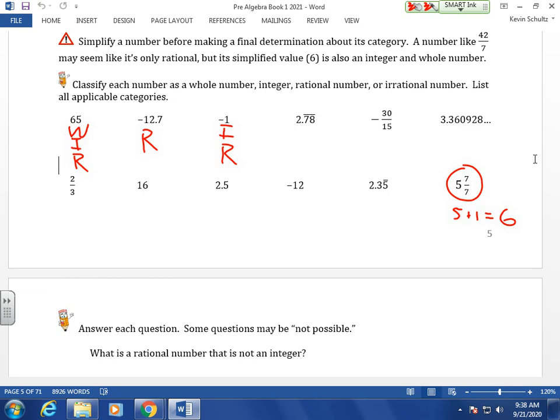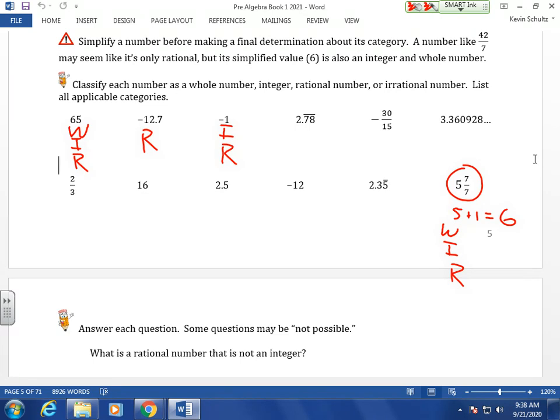So really, we're classifying the number 6. Which category or categories does 6 fall into? Yeah. Whole number, integer, and rational. It's all three. Whole number, integer, and rational number. Just a reminder that you need to be looking at the value, not necessarily the number that you see, but what value does that have? In this case, it has the value of 6.